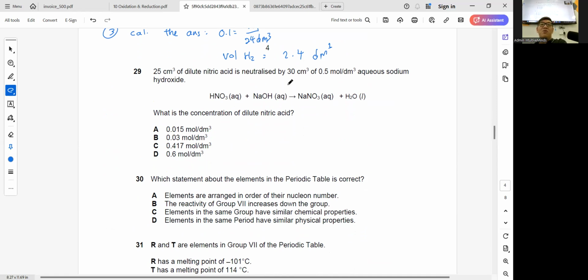Okay, next, 29. Try it again. It's a 3-step thing. Step 1, find the number of moles. Step 2, compare mole ratio. Go and try it.